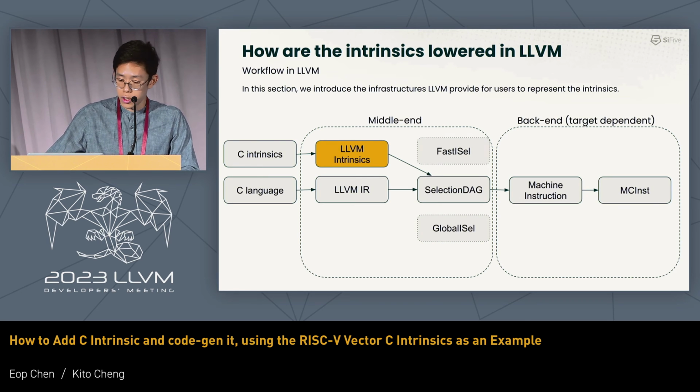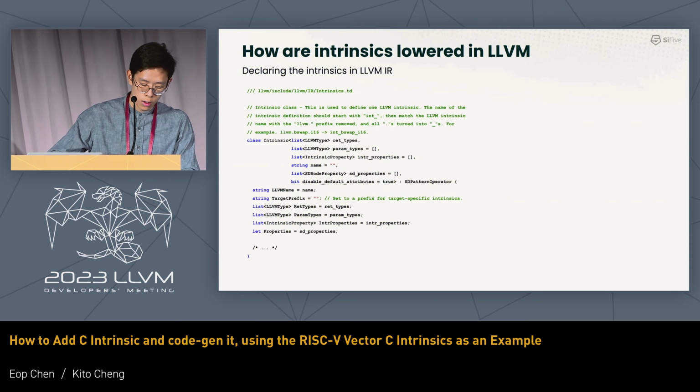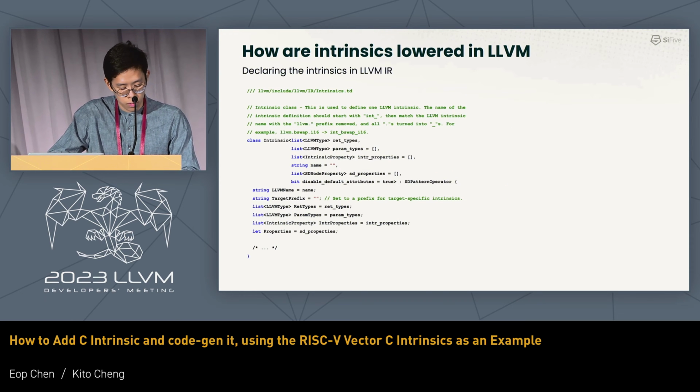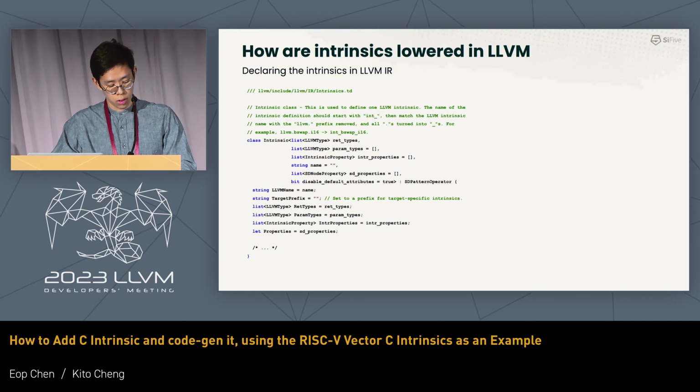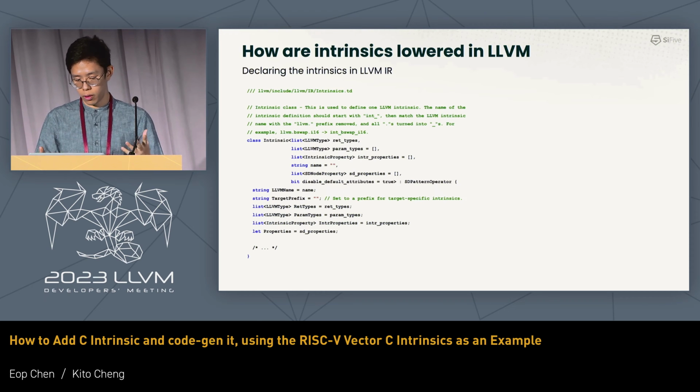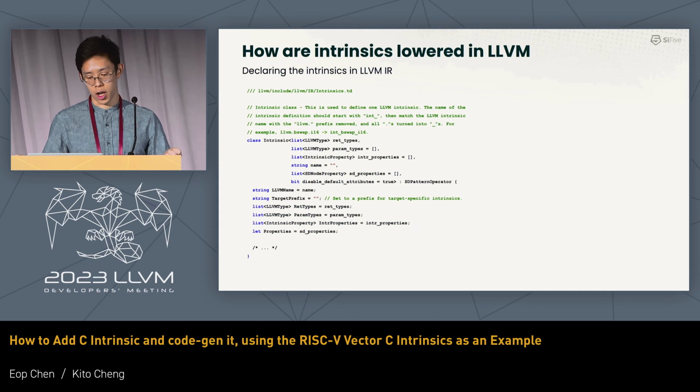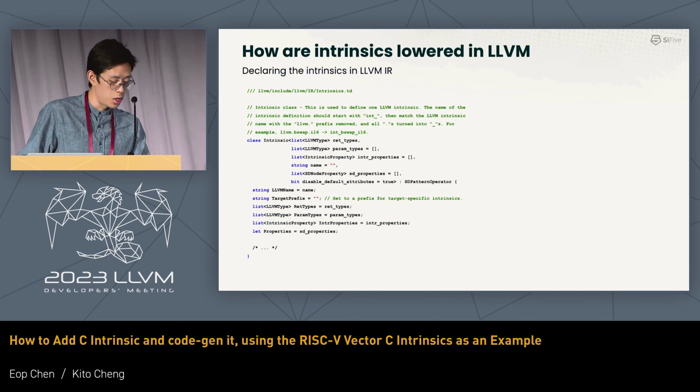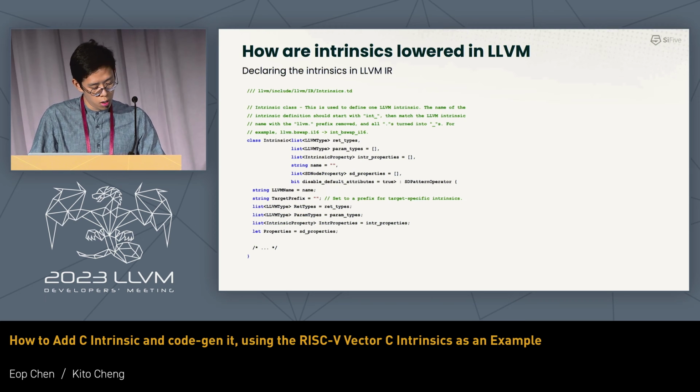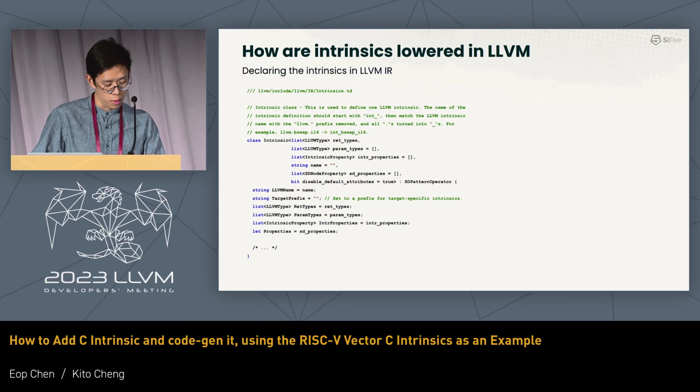Now, for extending intrinsics in the LLVM. The intrinsics are declared with TableGen files. They start from the intrinsic base class. The value types here are LLVM value types. What you will need to focus on would be the return types and the parameter types. And since we will be using a vector extension as an example, you may imagine that the IR value type here will be the scalable vector type.